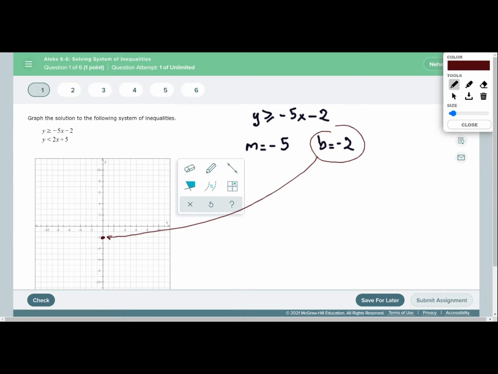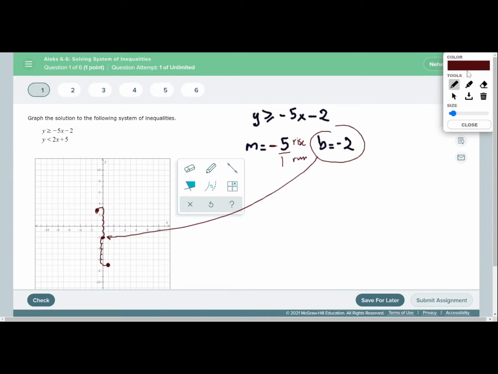All right, negative 5 over 1, so we can do rise over run. In this case we rise 5 and run 1, but the slope is negative, so you're going to go down 5, 1, 2, 3, 4, 5, and run to the right 1. Then I can do that again, or you can go up 5 and to the left 1. It would be the same thing.